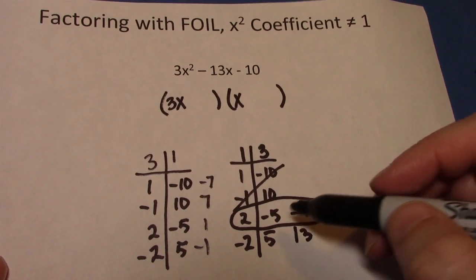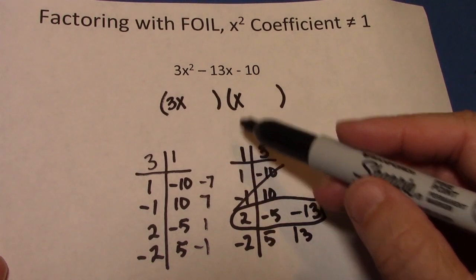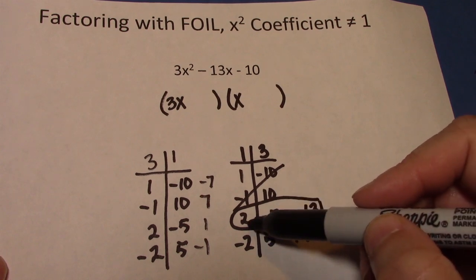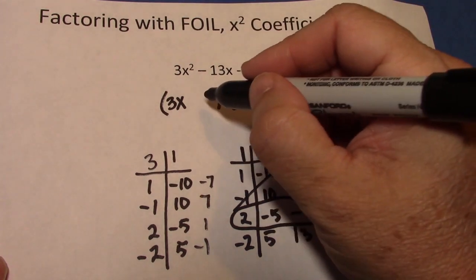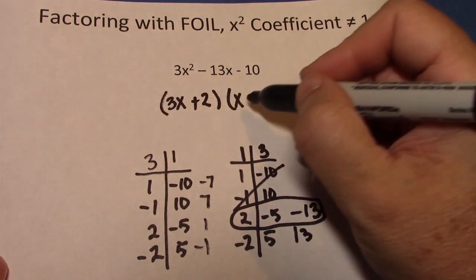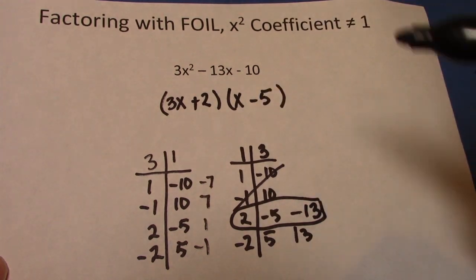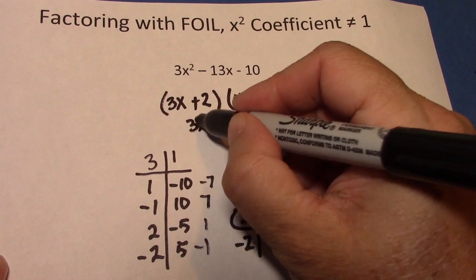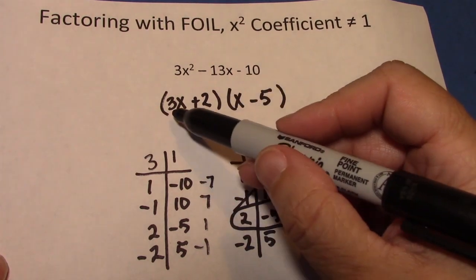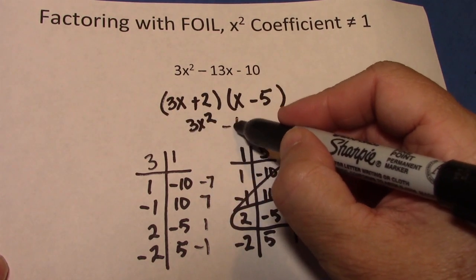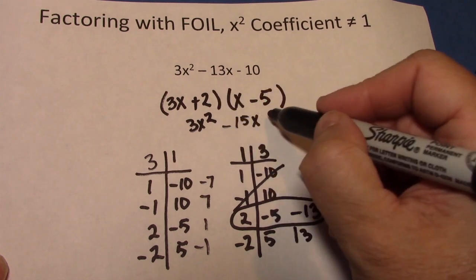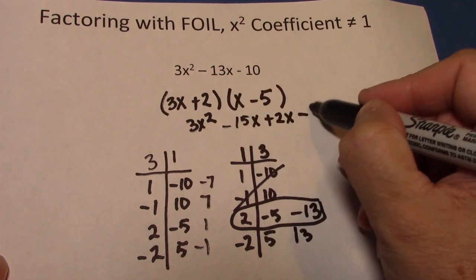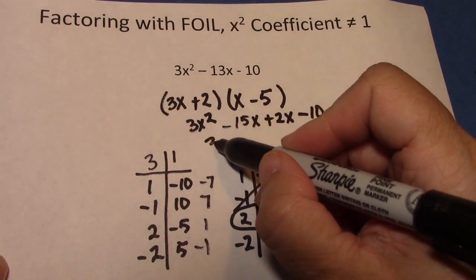But now you say, which one does the 2 go into? So the 2 goes with the 3, that's positive 2, negative 5. Let's just prove it works. 3x times x is 3x squared. Outsides, it was going to be negative 15x plus 2x minus 10. Combine my like terms.